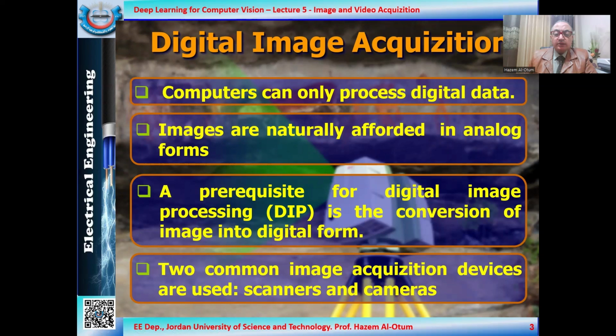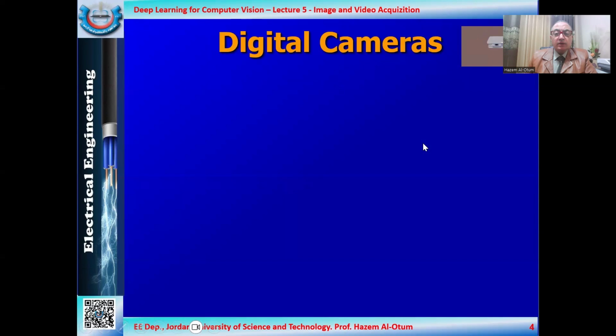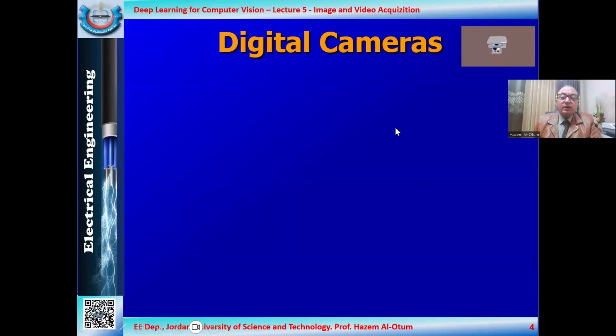In our industrial and daily life techniques and devices, we may find two types of image acquisition devices: scanners and cameras. Scanners and cameras are used to acquire images and convert them into a digital form to be used further for our applications. The digital camera is the first type of image acquisition device.